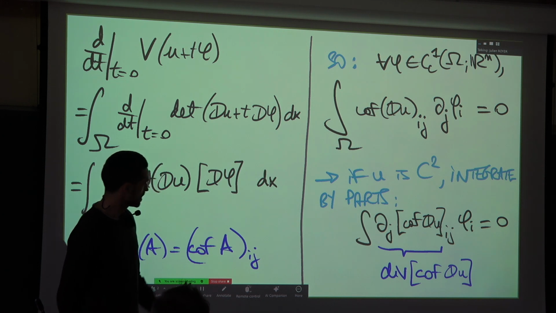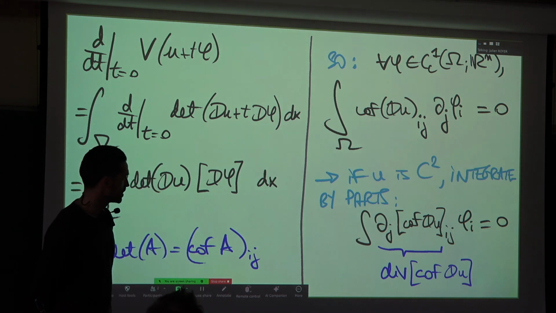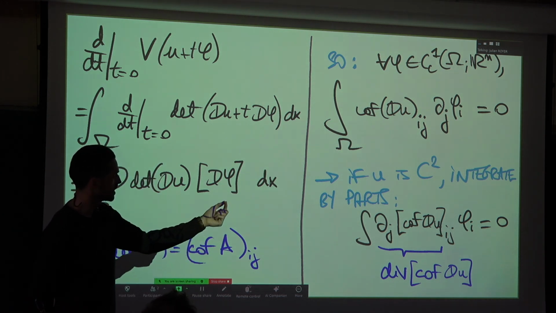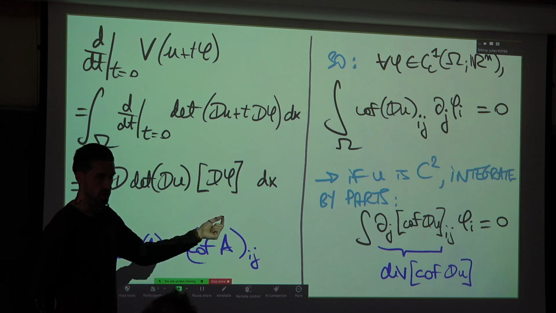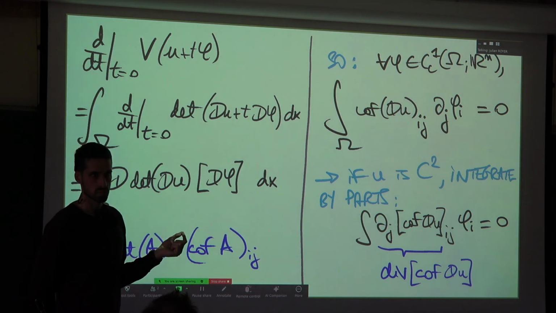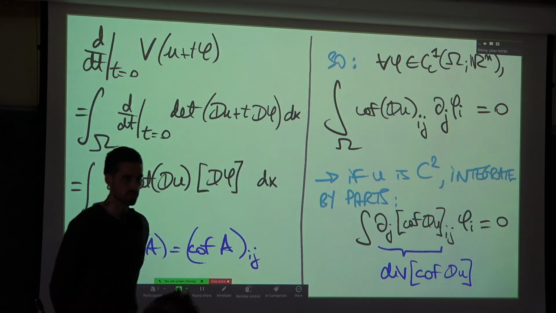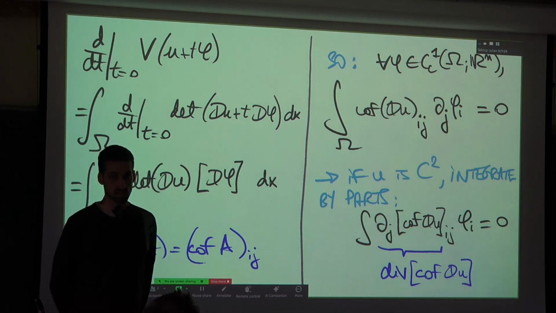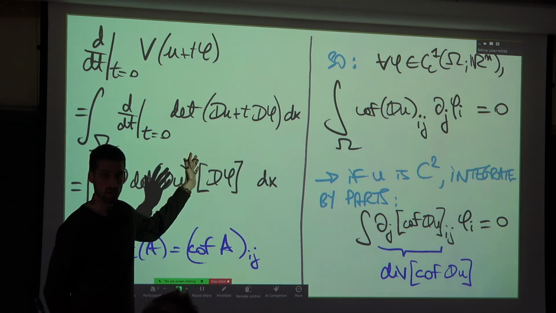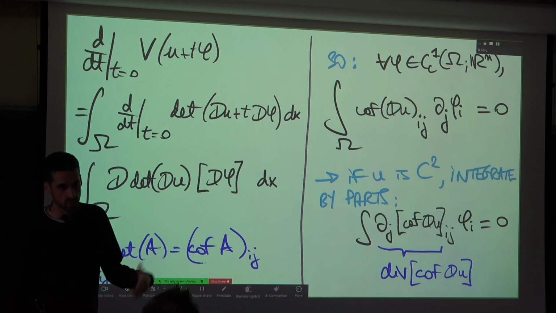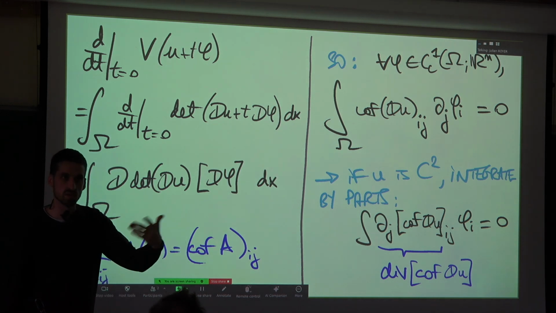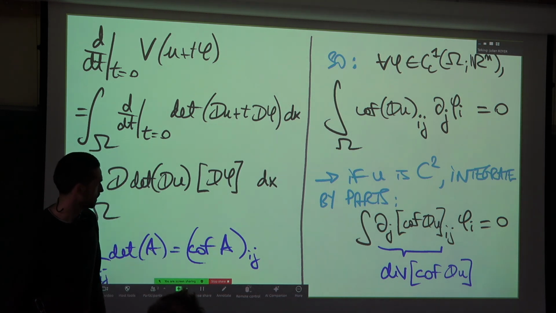Basically I'm saying the divergence of the cofactor of du integrated against any function with compact support is 0. So we are not surprised, because I told you that the divergence of the cofactor of du is 0. This is an identity, and in some sense, this is a proof of that fact. A proof that relies on that interpretation with the volume depending only on the boundary.